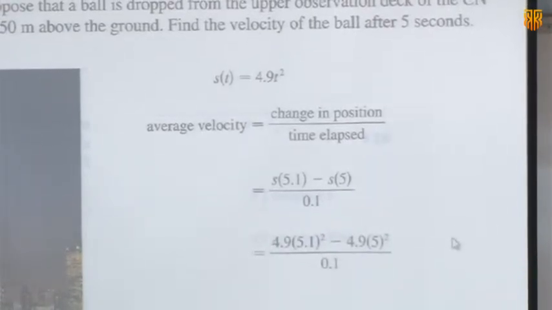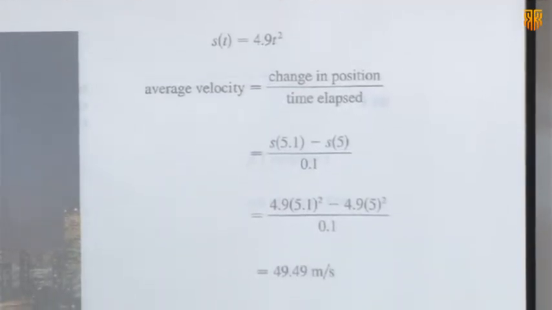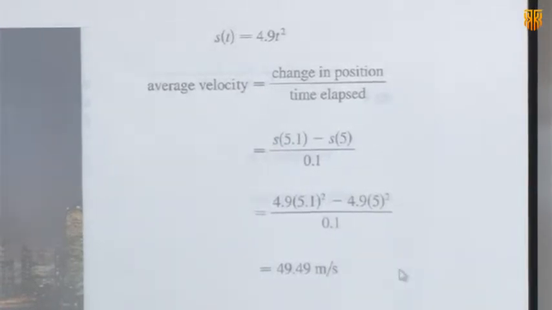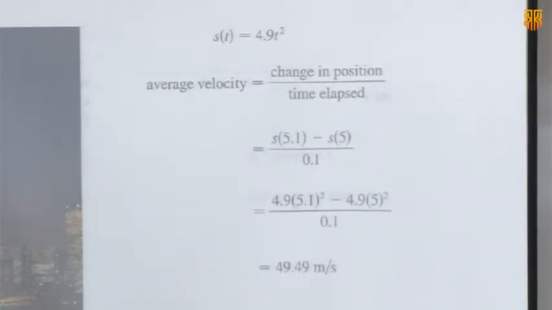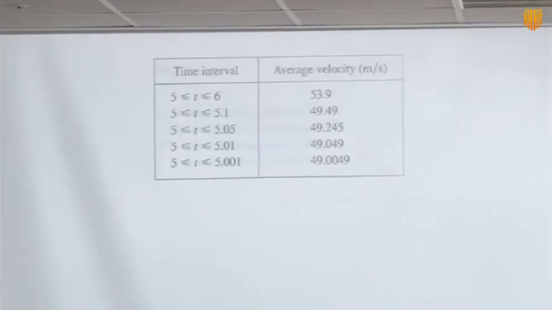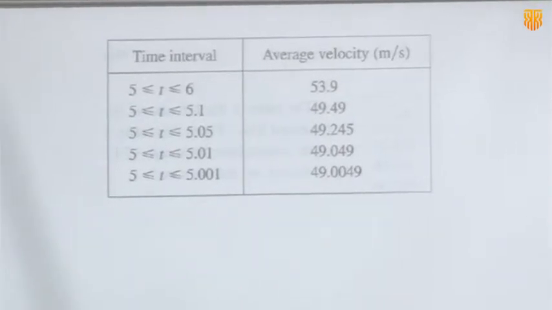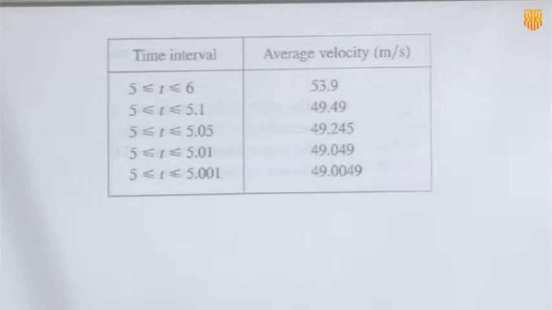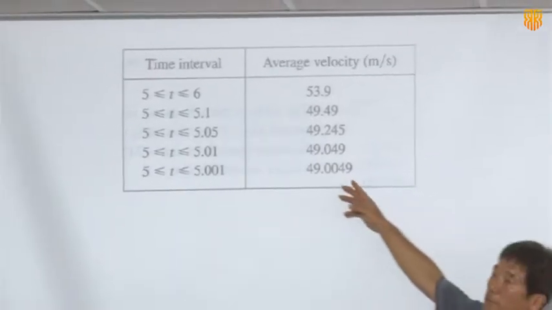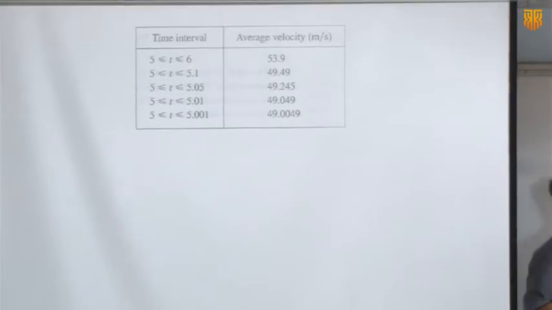Then you're going to have this calculation. I'm not going to do this simple calculation. So like this, I say 49 meters per second. This is what we say is the velocity at the time. Now you make a table of time intervals. If you take a time interval between 5 and 6, you're going to have an average velocity of 53.9. Make it closer to 5, like 5.001, you see 49.00-something, getting close to what? Close to 49, right? You can guess it's going to be 49 meters per second at that time.